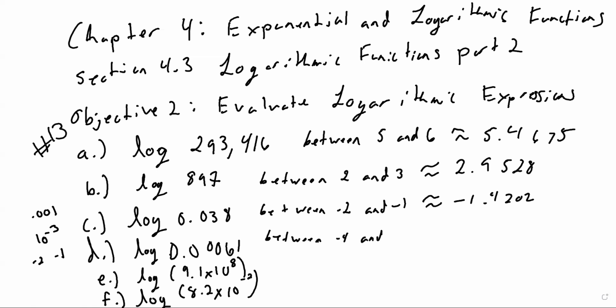-4 and -3. Because it would be at -5 if it was 0.0001, but then this is larger than that, so it's got to be between -4 and -3. And what's that give me?